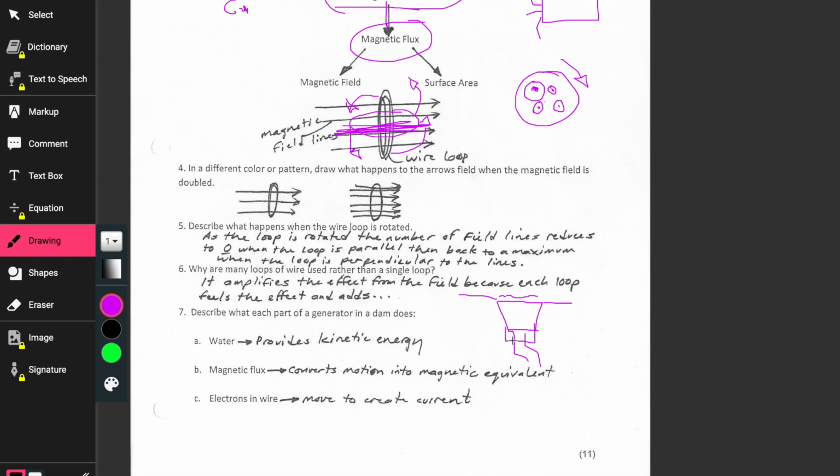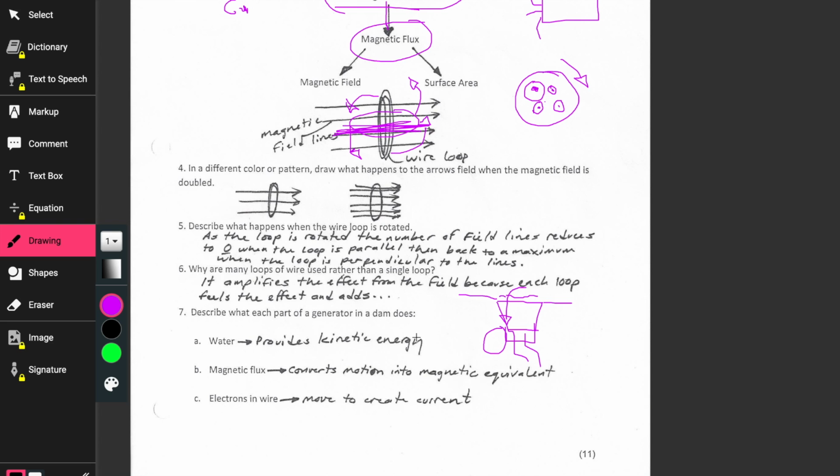So how does this work? The water provides kinetic energy. So we actually use potential energy. Gravity holds it up, and then we open this door, and it turns into kinetic energy. As this water moves now, the kinetic energy causes a mechanical wheel to actually rotate. Well, this wheel is connected to the equivalent of this kind of a loop, and this magnetic flux converts this kinetic energy into a magnetic motion.